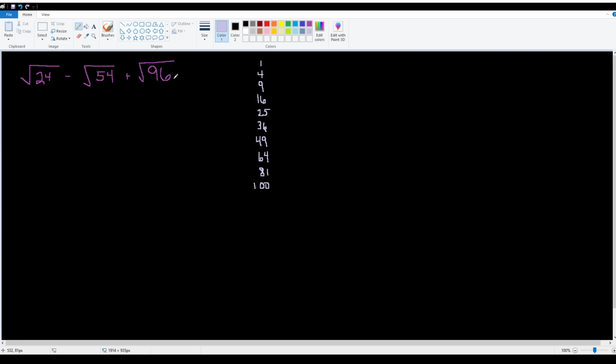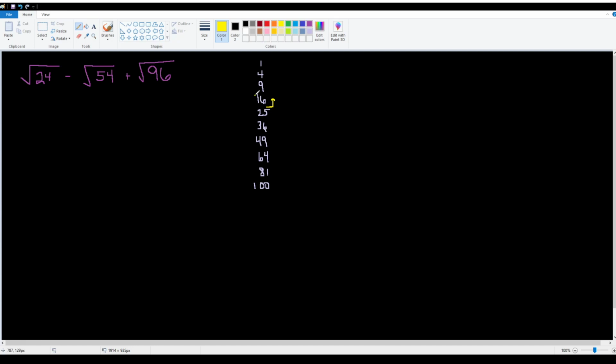And again, we can stop there because our highest number is 96. So we'll work with the square root of 24 first, where 24 is right here. We are going to be looking for the greatest perfect square that is a factor of 24. So when looking at that, we're going to start by dividing by 16. So 24 divided by 16.